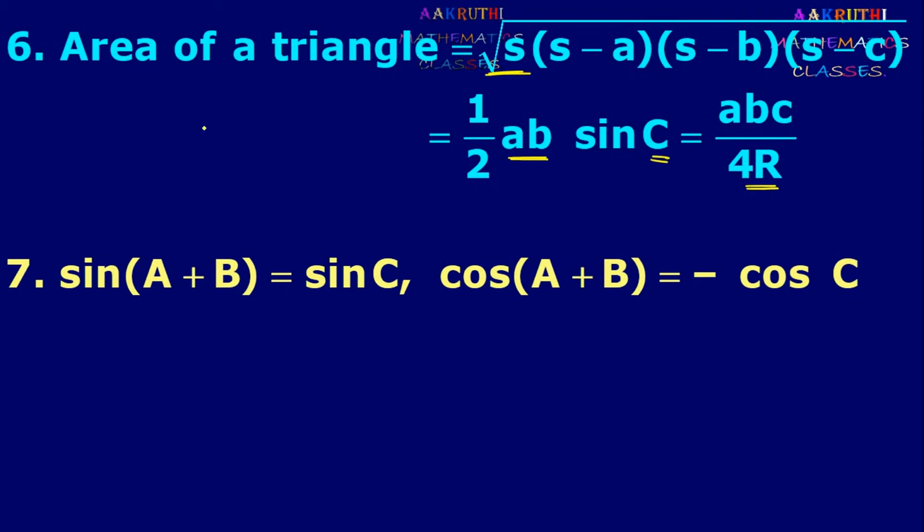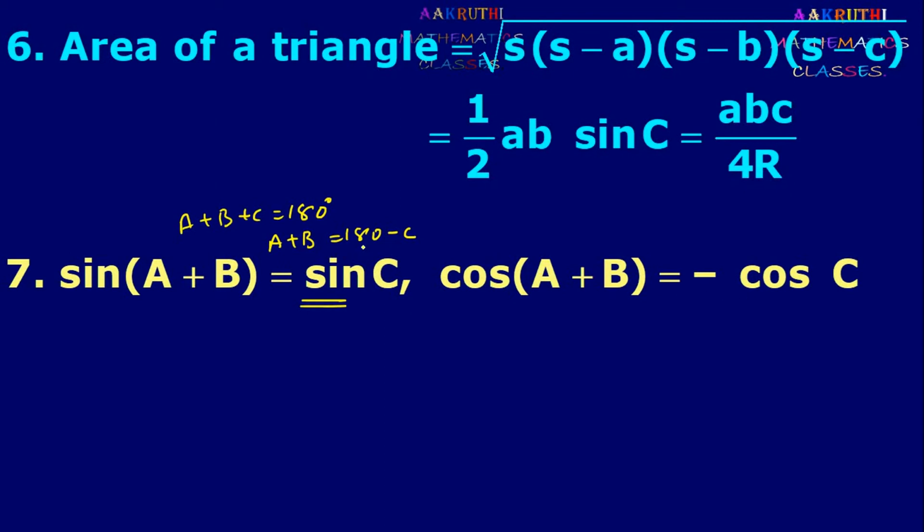And we know that in any triangle, A+B+C = 180 degrees. Therefore we can write A+B = 180−C. Then if we apply sine on both sides, we get sin(A+B) = sin(180−C), and sin(180−C) is the same as sin C. So sin(A+B) = sin C, and cos(A+B) = −cos C.